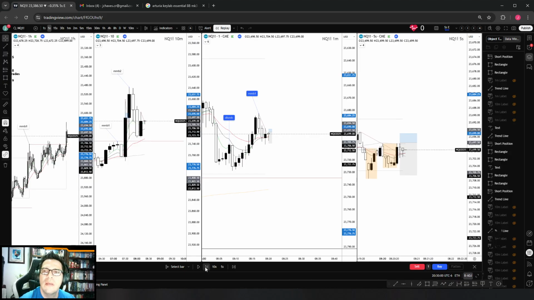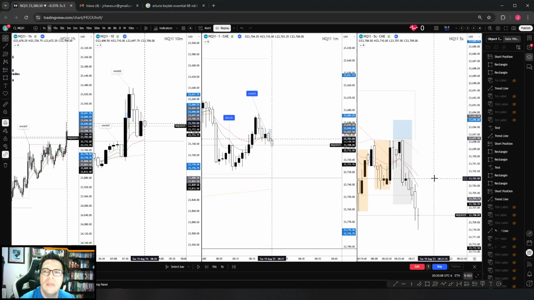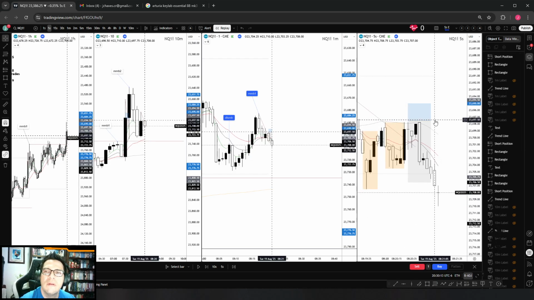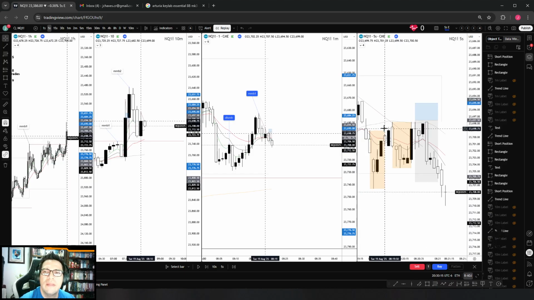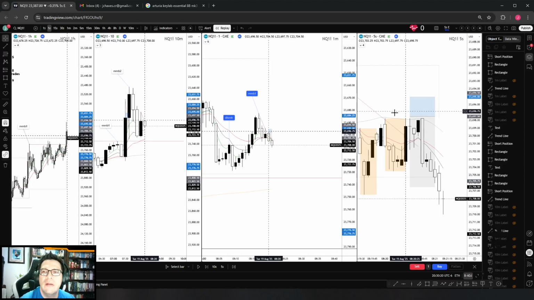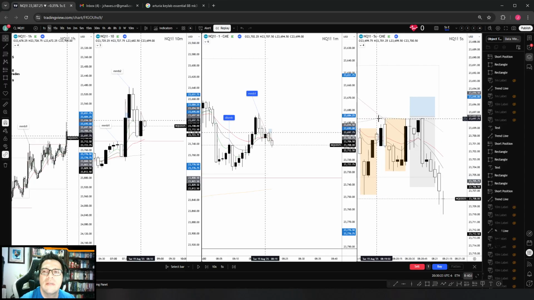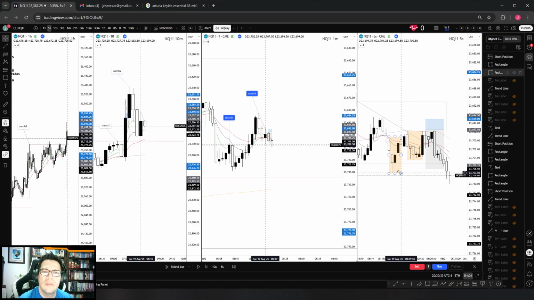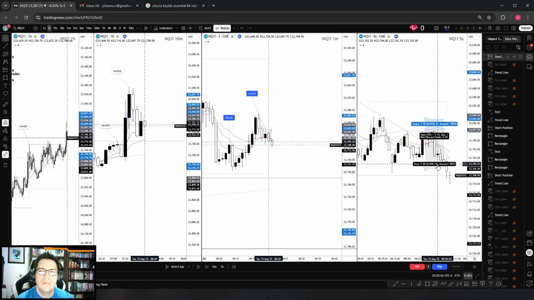So let's see how that would go. Still no tap in. So in this case, we did not get a tap in. Basically from there, the move failed. So this is just to be clear how we would have placed our buy stop just a little bit above the high, and in this case there was no tap in, so this was no trade.